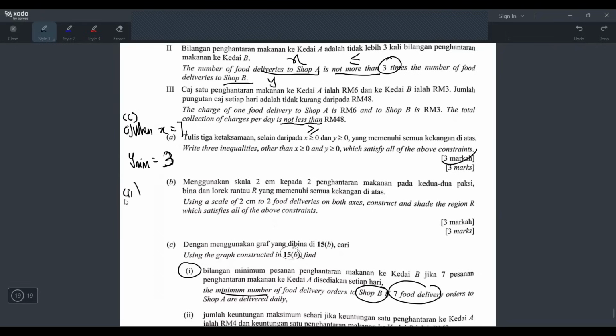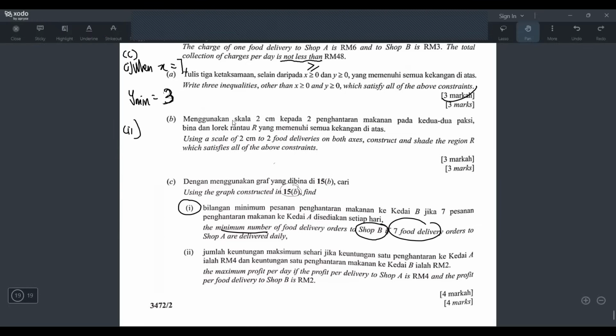Okay, so let's do part 2. I think this is the last question. So let's read. Find the maximum profit per day if the profit to shop A is 4 ringgit and the profit is 2 ringgit. It means what is the total profit?